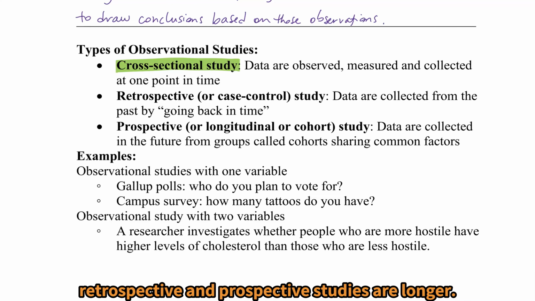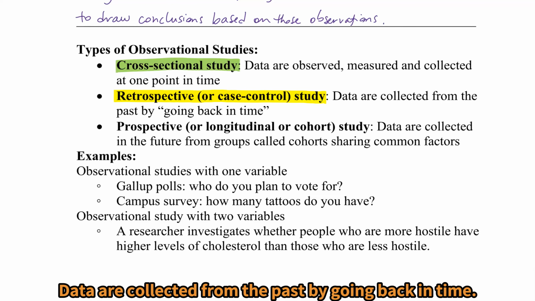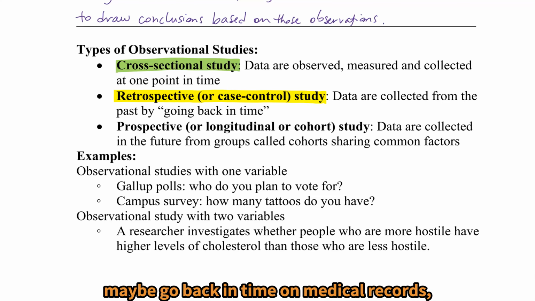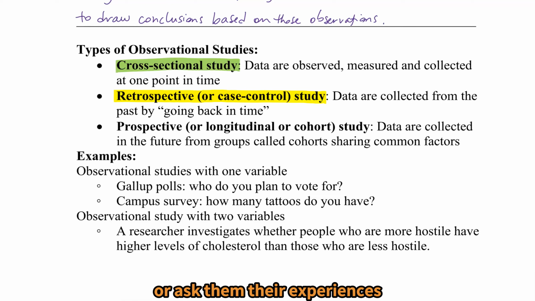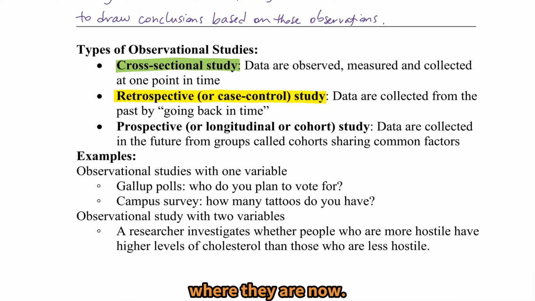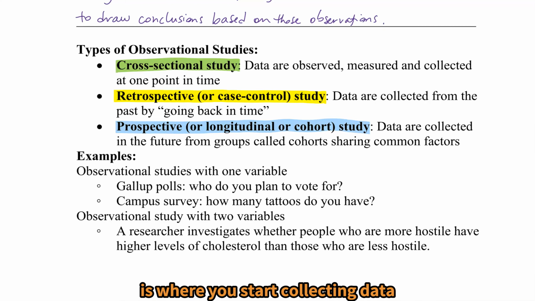In contrast, retrospective and prospective studies are longer. Retrospective is also called a case control study. Data are collected from the past by going back in time. So if we're talking about people, you can go back in time on medical records, or ask them their experiences or their situations from their past, and then determine how that may have affected where they are now.